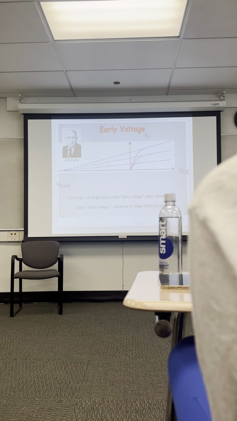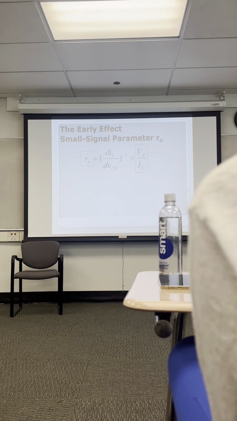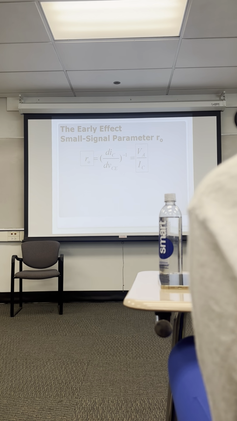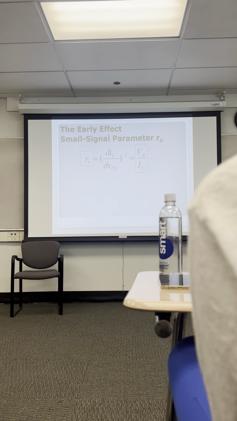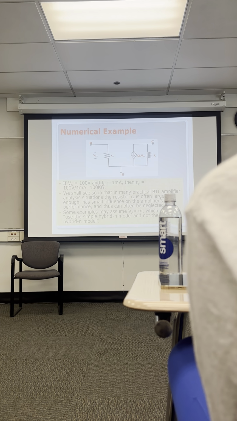So we have an early voltage, and this gives us another small signal parameter called R sub O. R sub O is the early voltage over I sub C. The manufacturers usually will give a number for the early voltage in terms of volts for a transistor. Just be aware, this is another parameter to calculate.